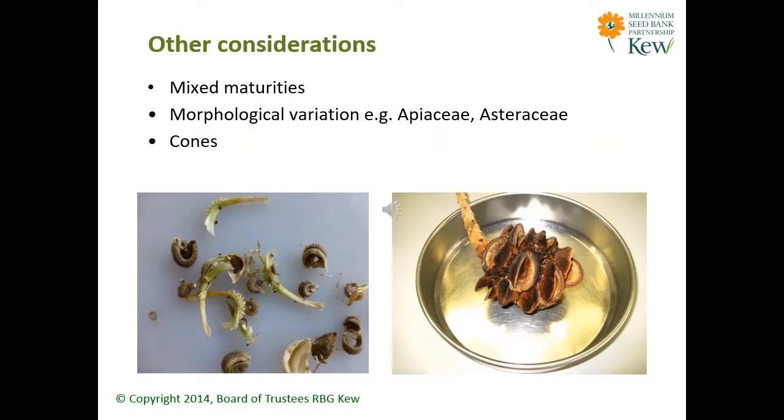So here we're going to look at some of the issues you may come across when cleaning seed collections. You may find that within your collection there's a range of maturities. If some fruits or seeds appear to be immature, these could be separated out and allowed to mature further under ambient conditions. You may find, particularly in families like the Apiaceae and Asteraceae, that there's morphological variation within one species. You need to make sure that you know exactly what all the seeds look like and that your chosen seed cleaning technique doesn't remove a particular variation, because you want to keep all the genetic variability.